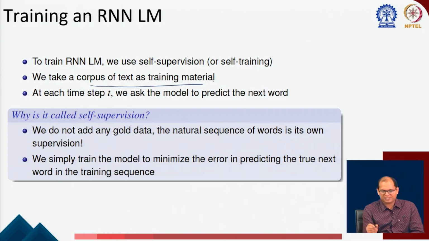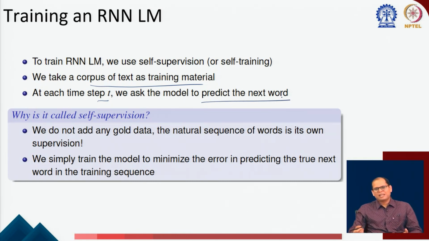So, we will just take a corpus of text as the training material. At each time step t, we know what is the current prefix we have seen, and we ask the model to predict the next word. So, just predict the next word, okay? And we already discussed this. This is called self-supervision because we don't need any gold data, not any human label data. So, this is just the natural sequence of words that themselves supervise this model. And we train the model to minimize the error in predicting the next word, right? And this typically is the cross-entropy loss. Because we are predicting a probability distribution, we will simply say minus log probability of the ground truth next token. So, minus log probability of a ground truth token.